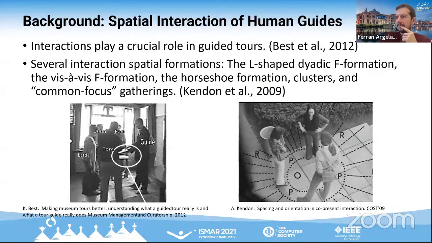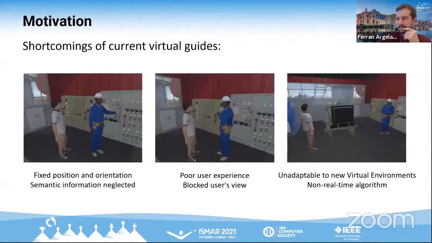In our design of the adaptive positioning technique, we refer to studies of spatial interaction of human guides with their audience. Best et al. emphasized that interactions play a crucial role in guided tours. Kendon et al. analyzed various kinds of socializing phenomena and concluded that there exist several interaction spatial formations, such as the L-shaped dyadic F-formation, the vis-a-vis F-formation, the horseshoe formation, clusters, and common focus gatherings. It is important to note that their findings provide insight into the design of virtual agents in our study, where the position and orientation of virtual agents are based on the aforementioned interaction spatial formations.